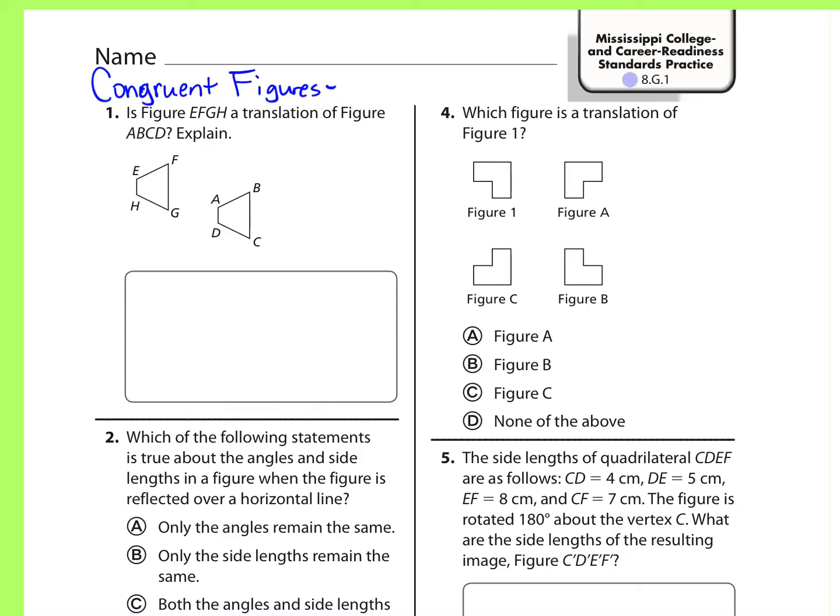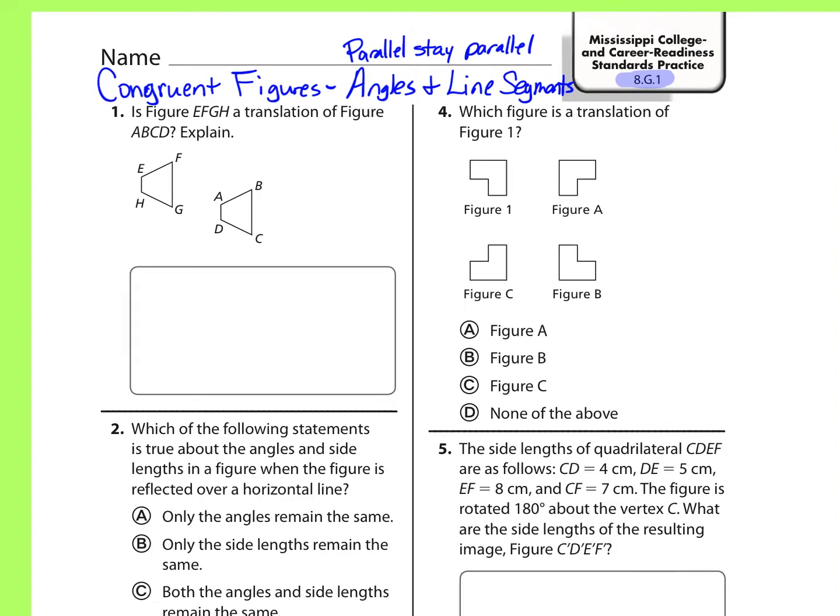Standard 8.G.1. This is the first standard dealing with geometric transformations, and this one is specifically about congruent figures and the fact that angles and line segments are also congruent in congruent figures. Parallel lines stay parallel. That doesn't change. So those are just some properties of congruent figures, that angles and line segments, they don't change their measures. Parallel lines stay parallel lines.